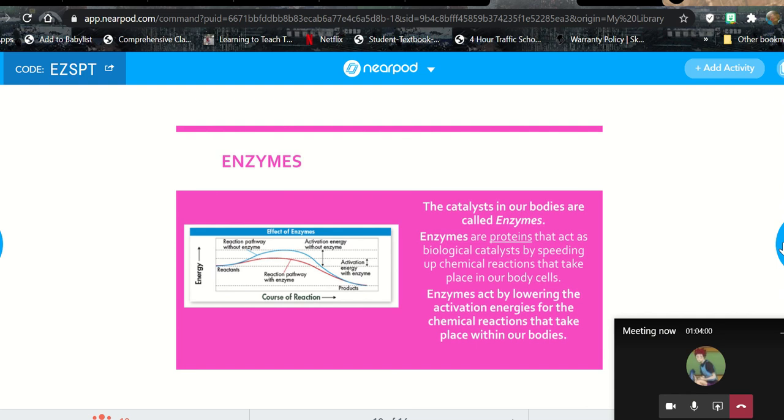So an enzyme cuts the activation energy in half so that it speeds up the reactions that we need to take place in our body. All right. The chart here is just demonstrating just that.